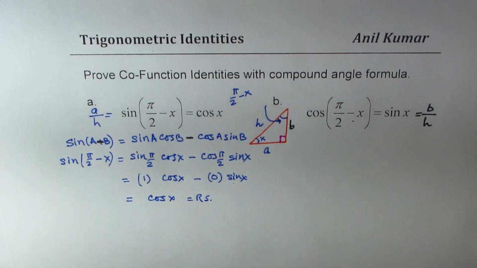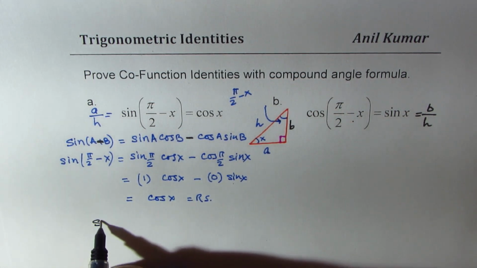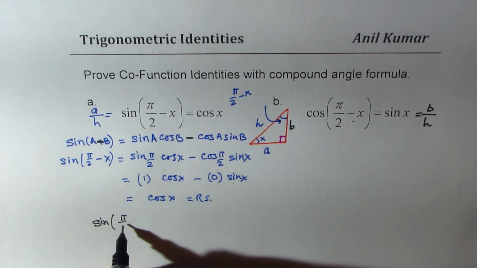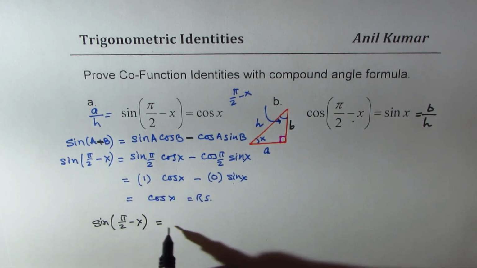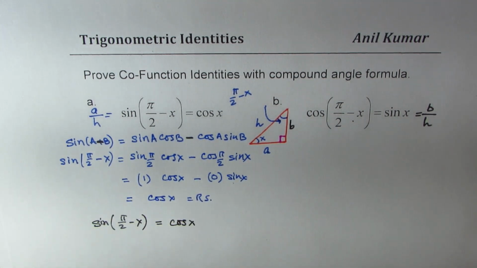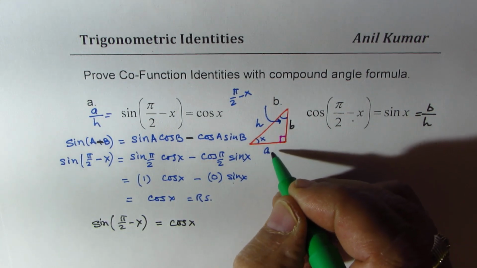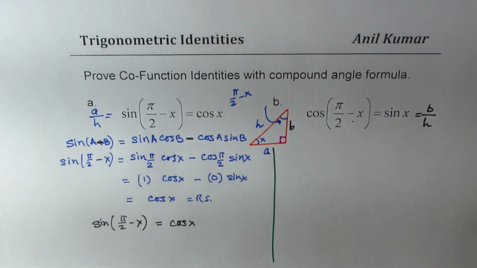So we can say that sine of pi by 2 minus x is indeed equal to cos x. Correct? So that is how you could easily prove it.